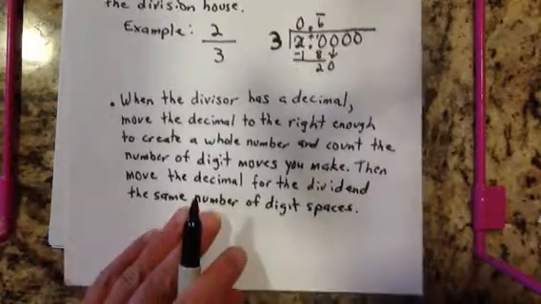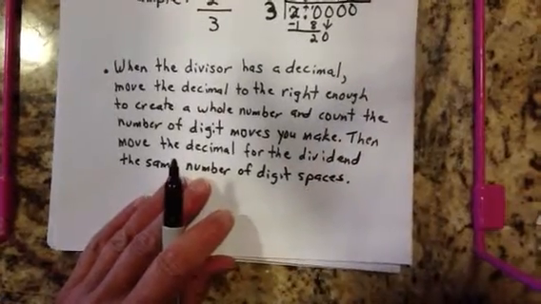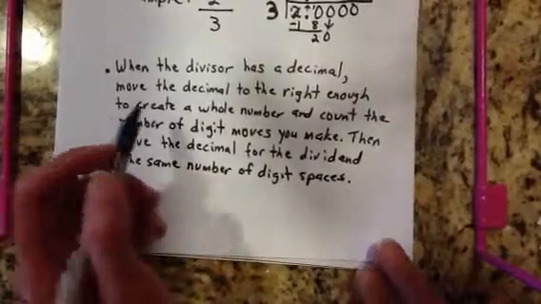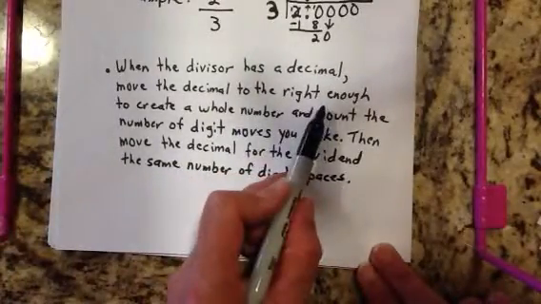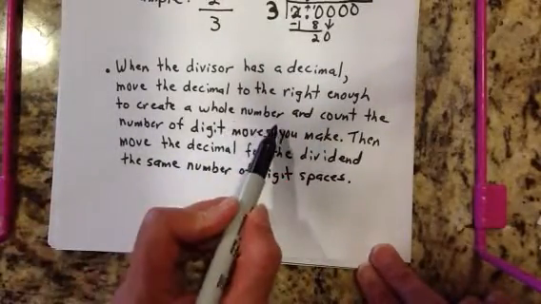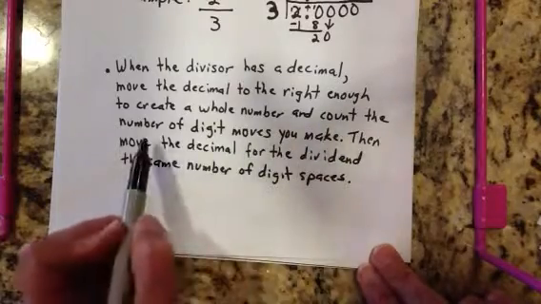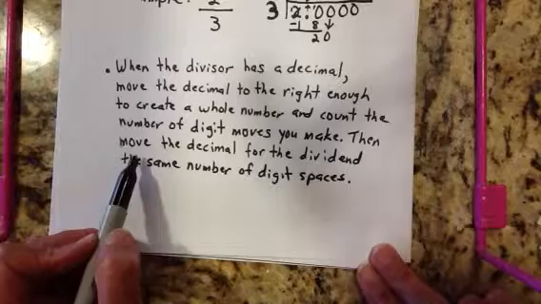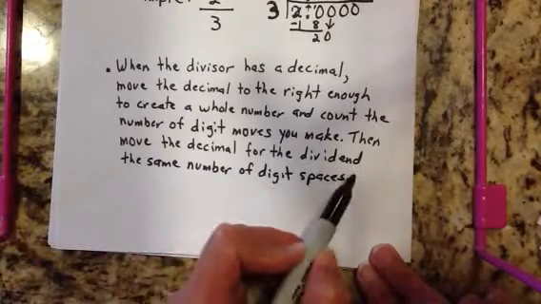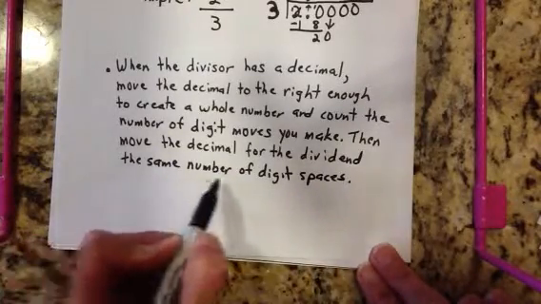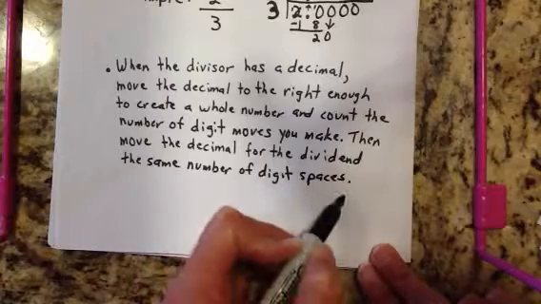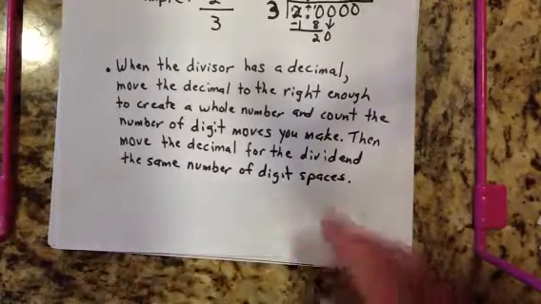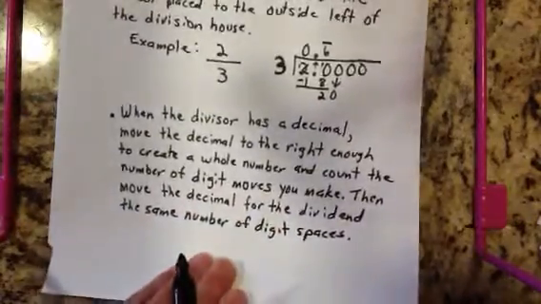Okay, so when the divisor has a decimal, you're going to move the decimal to the right enough to create a whole number and count the number of digit moves you're making. Then move the decimal for the dividend, that's the inside number, the same number of digit spaces. So what in the world am I talking about? Well, let's look at some examples so I can explain that.